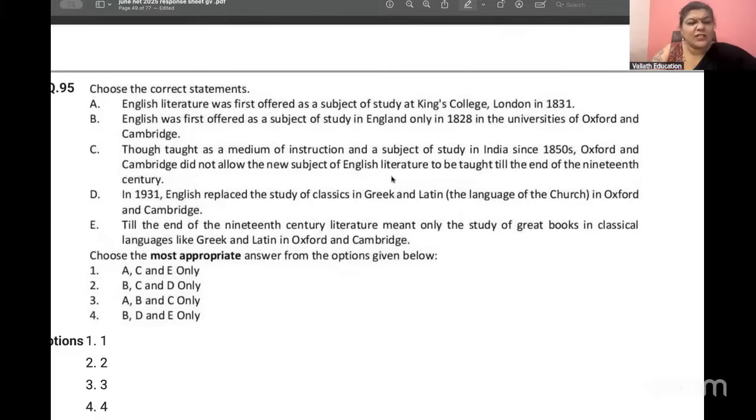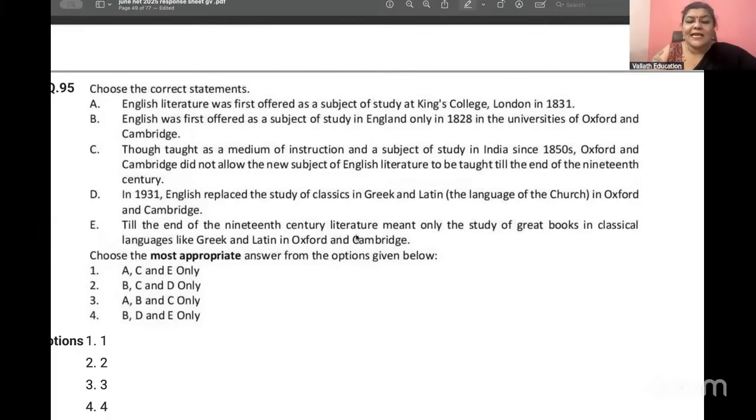Was English literature taught before this? Let us keep it aside. In 1931, English replaced the study of classics. I don't think that is right. English never replaced Greek and Latin. Greek and Latin were always there in Oxford. I have been to Oxford to deliver papers 4 times. I know. Maybe you don't, but Greek and Latin being replaced by English is too much, isn't it? They are such classical languages.